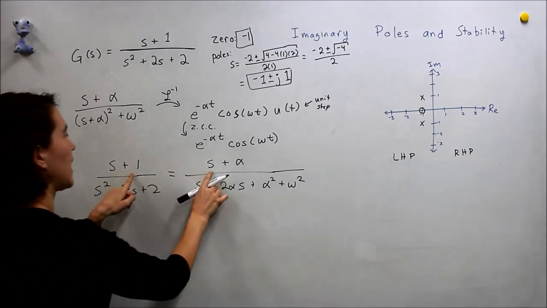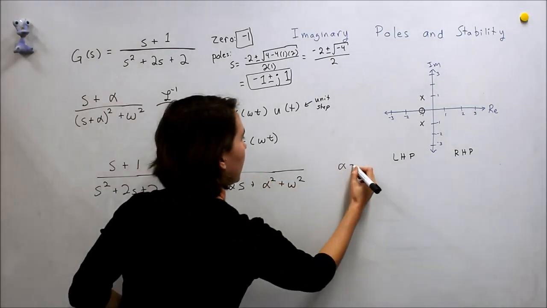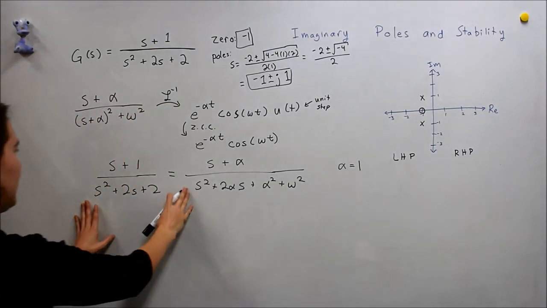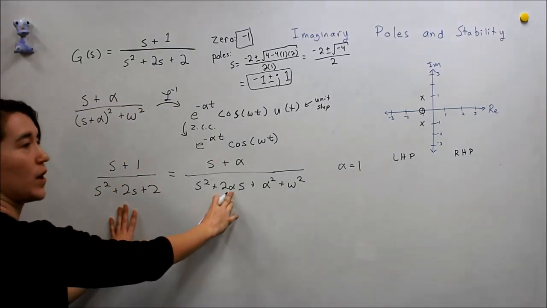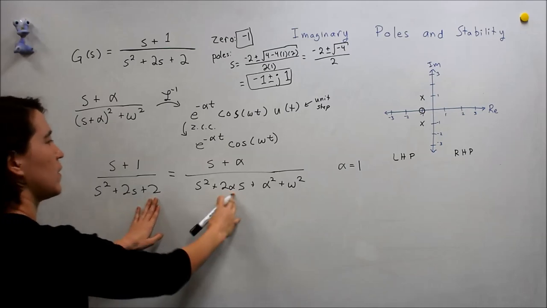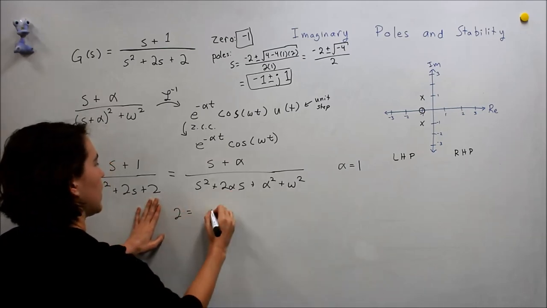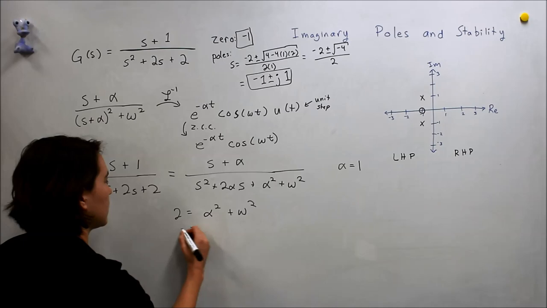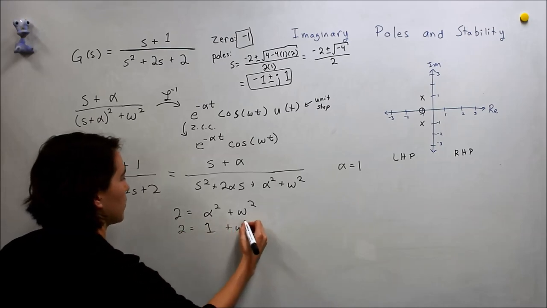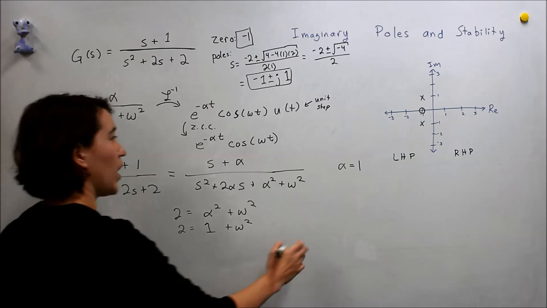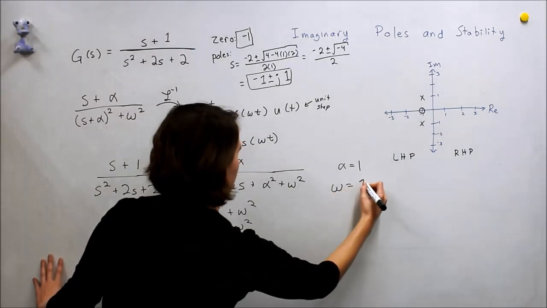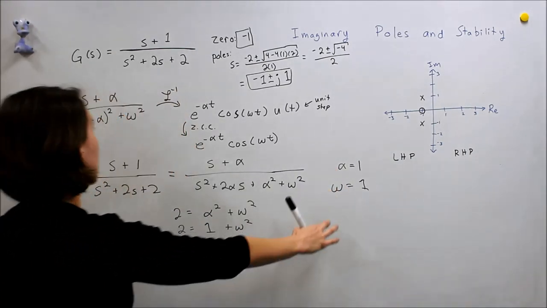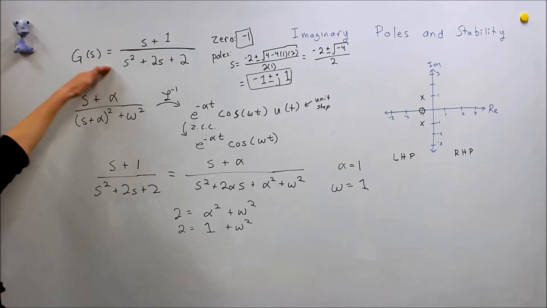So from the top, we can see that alpha should be equal to 1. And then these match up very nicely. So alpha 1 here matches here. So now we just need 2 to equal alpha squared plus omega squared. We already know that alpha squared is 1. So we get 2 equals 1 plus omega squared. So if we let omega be equal to 1, then this is satisfied.